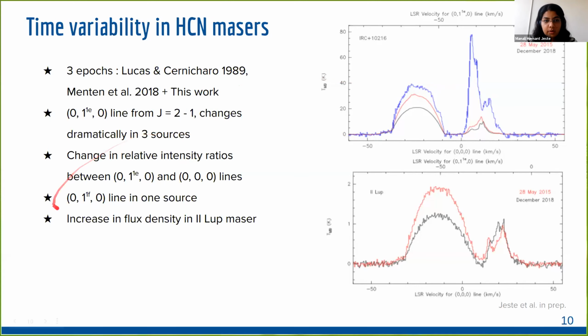And we also see a change in one F line. So this is another example, of the II loop, where you can see there is also variability in the maser line, and it has increased the flux density by, I think, more than 20%. We don't know the reason, because there are not enough epochs to trace this, but it could be from shocks by pulsations, or inhomogeneity caused by the outflowing wind. If we could monitor it more often, we could probably trace the reason for this variability in these HCN masers.